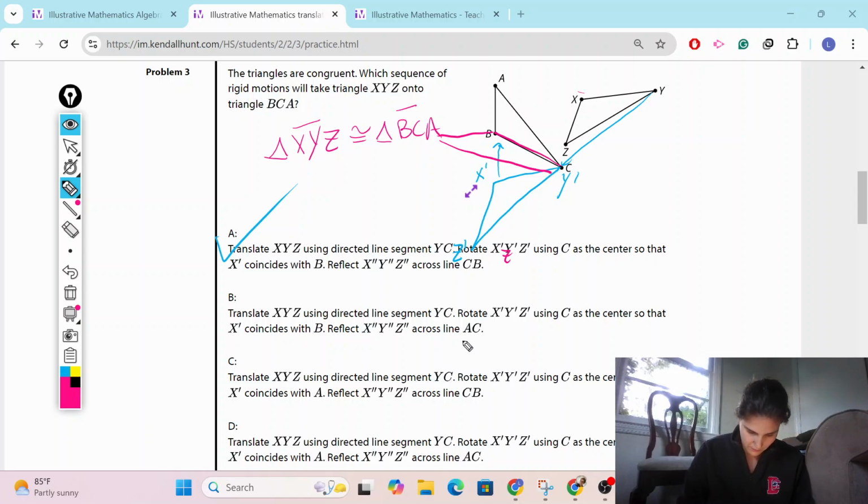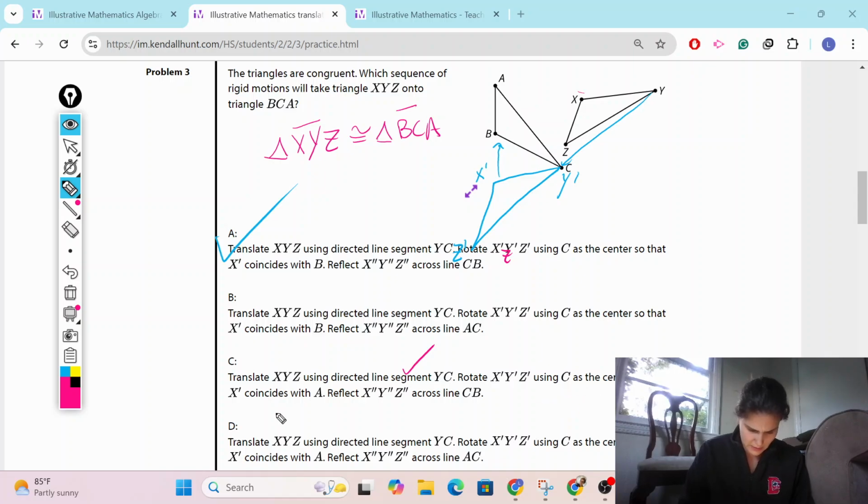And now we are reflecting across line AC. Well, if he's our line of reflection, this pink guy is going to end up somewhere like that, which is not on top of ABC, so that is not the correct answer. Now, before I erase everything, we're translating again using YC, so we just did that.